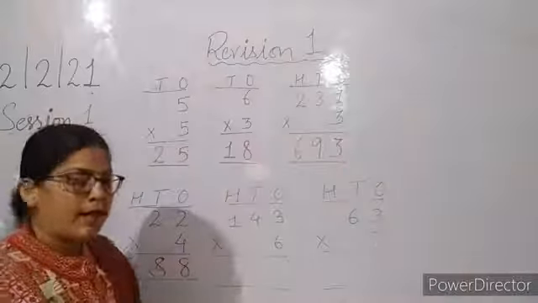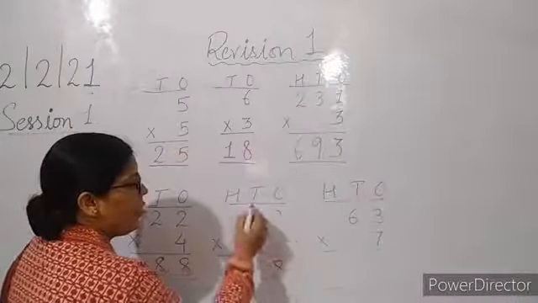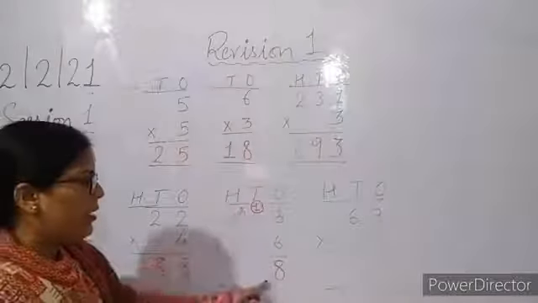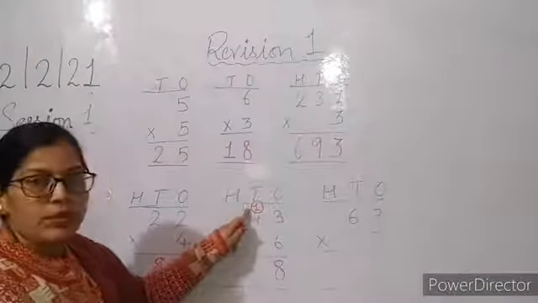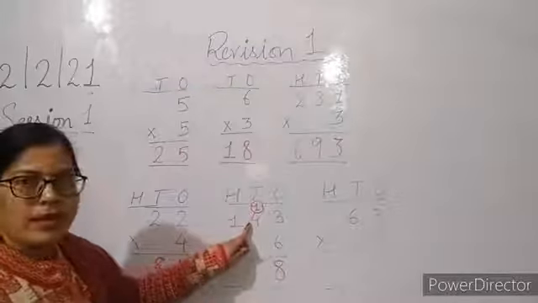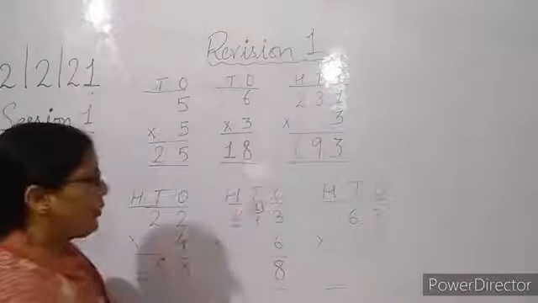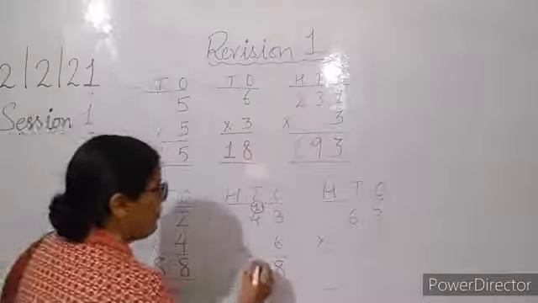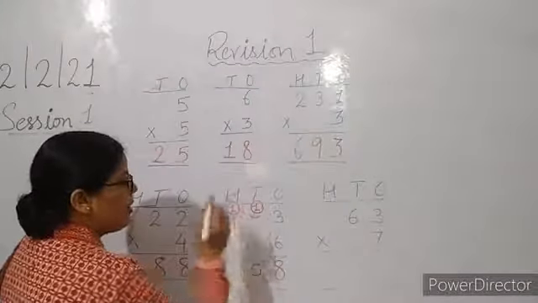6 threes is 18. So we'll write 8 here in the answer line and carry 1 to the tens place. Now we'll multiply 6 with the tens place digit, and with that answer we'll add this 1. So 6 4s are 24. 24 plus 1 is 25.